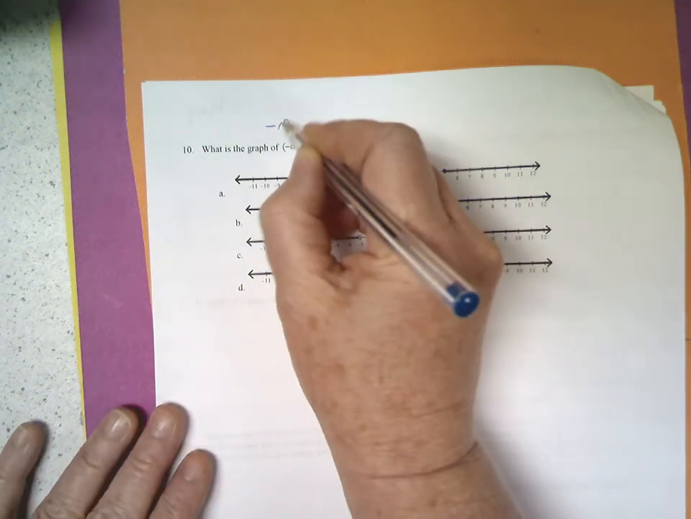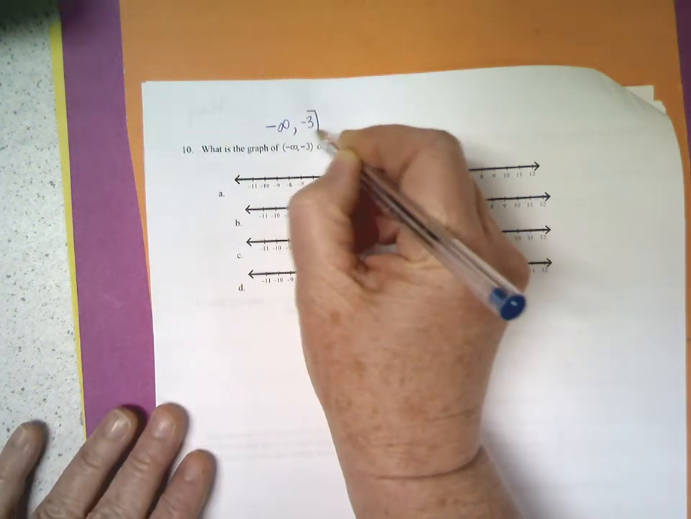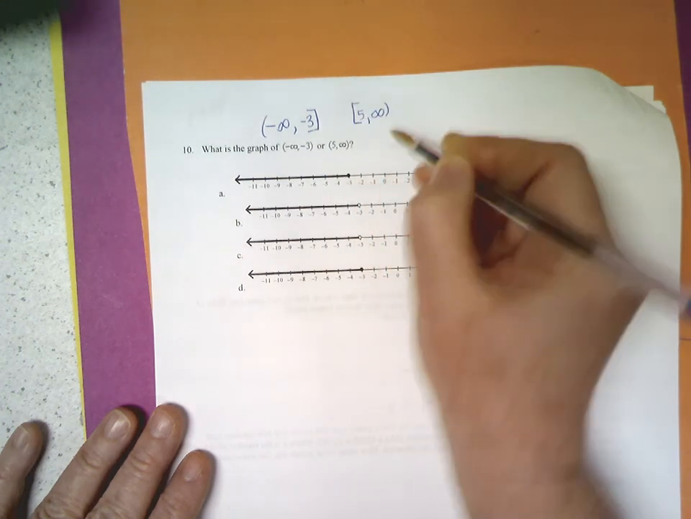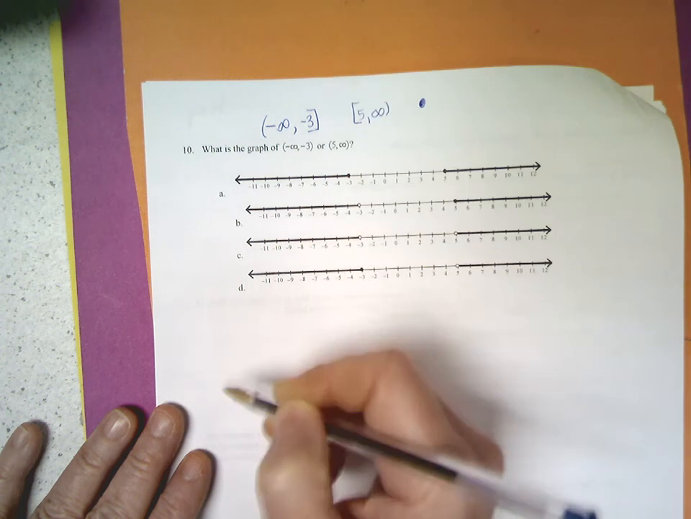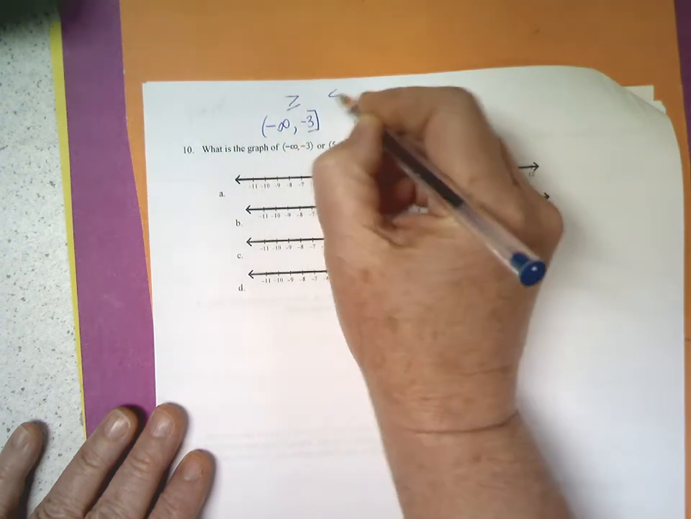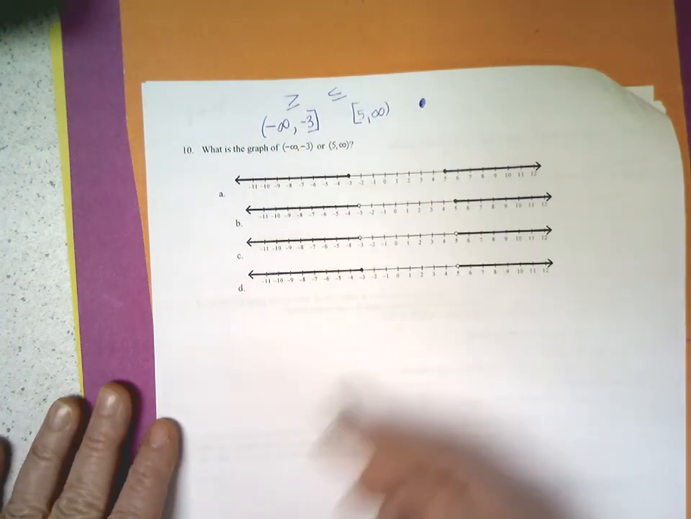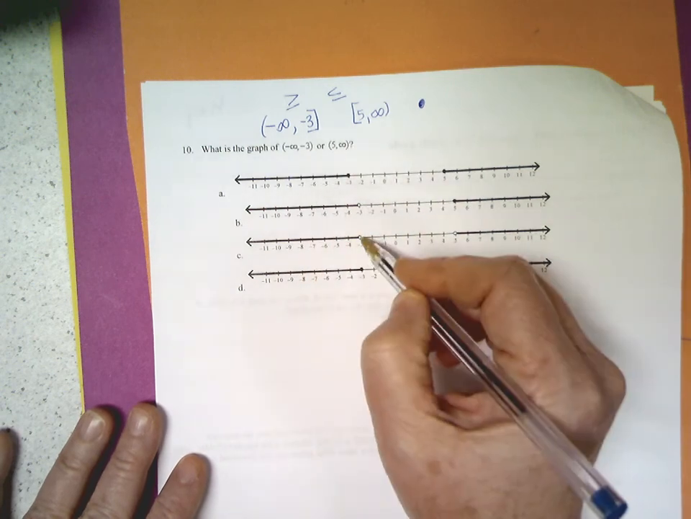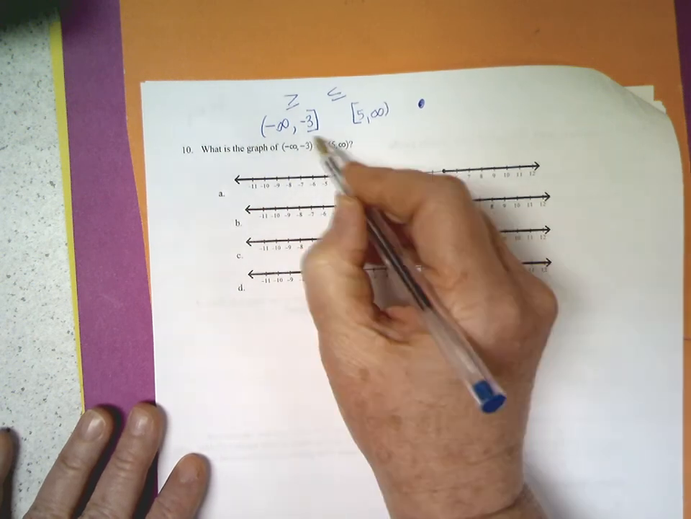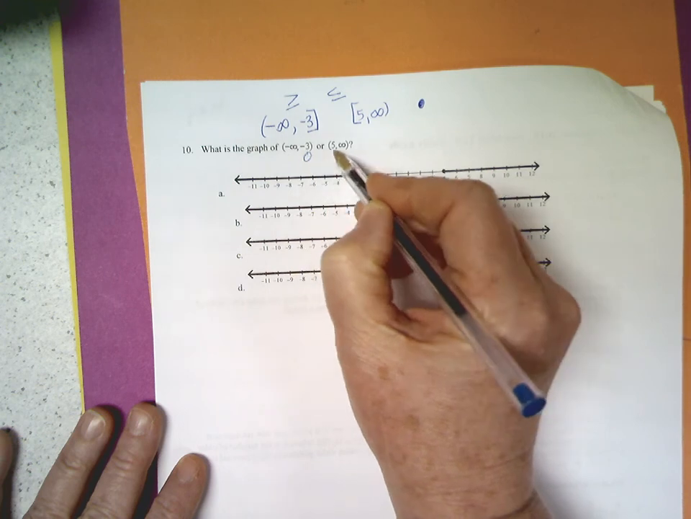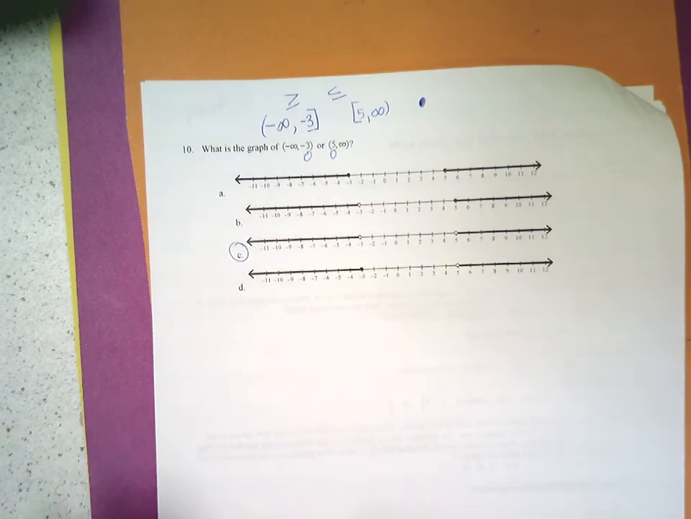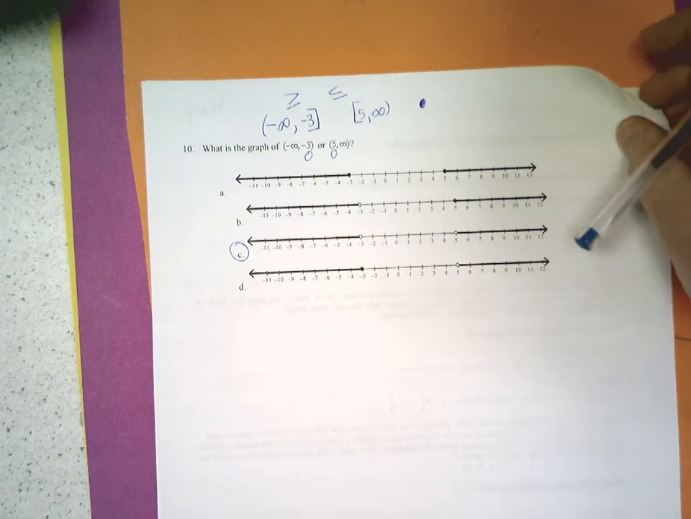Sometimes they write it this way with a bracket. If it has a bracket on it, then your dots are bubbled in, kind of like if it has these symbols, okay? If it has no bracket, if it's strictly parenthesis, then it's going to be open circle. So we want an open circle here, and we want an open circle here, and the only one that matches is C. It has an open circle at 3 and an open circle at 5, so that one is C.